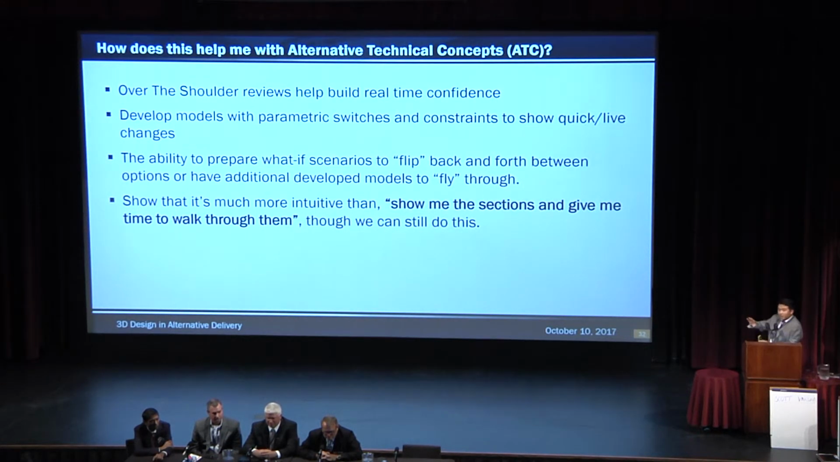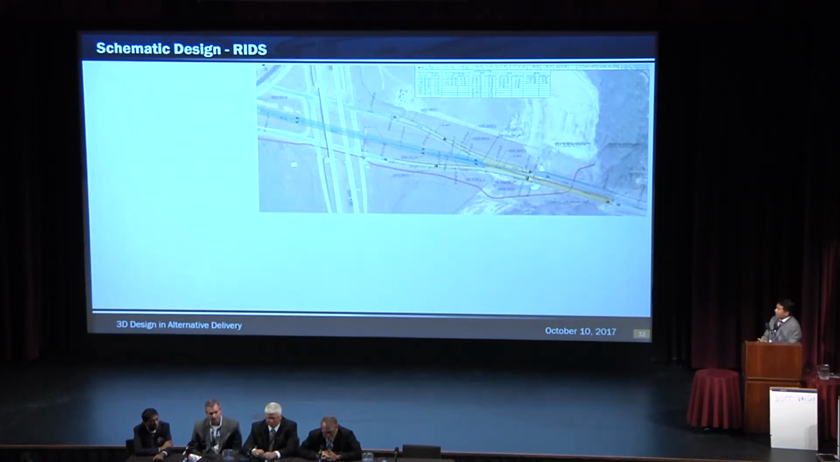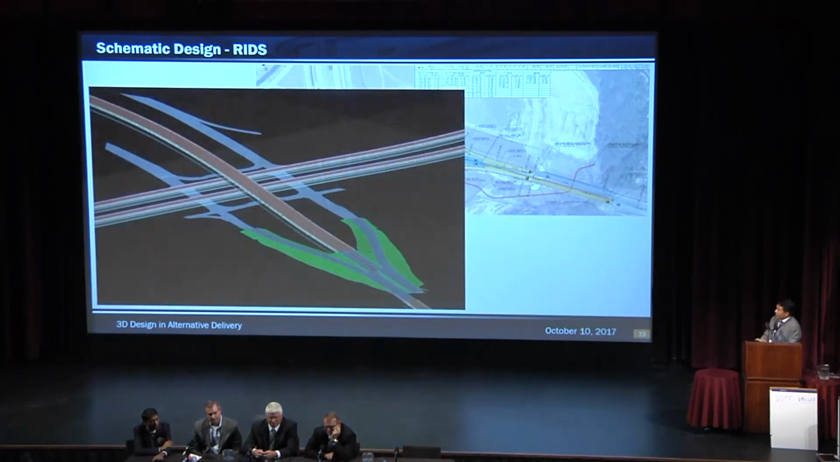We can develop models that switch back and forth between different options. And we're going to save a lot of time instead of showing you the sections and giving you time to look at them. Now, this is another example where we have schematic RIDs, and we're wanting to reduce the cost of retaining wall and bridge. So see here, that one option that we got from the RIDs, we got the model from the RIDs. The retaining wall and bridge, $17 million.